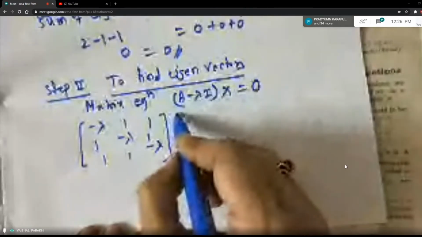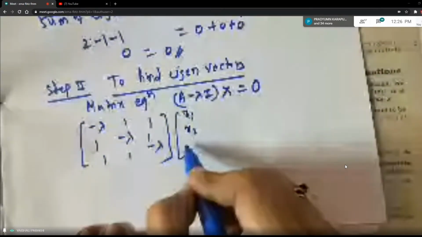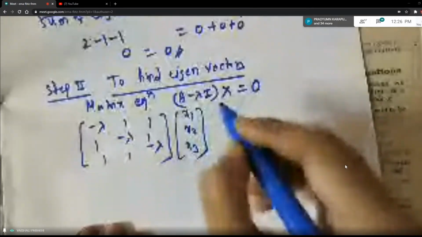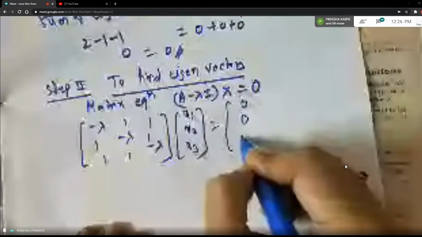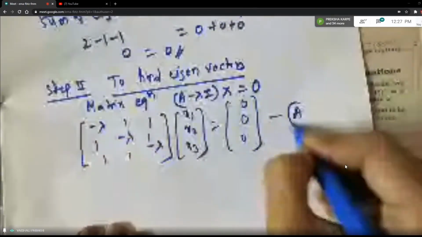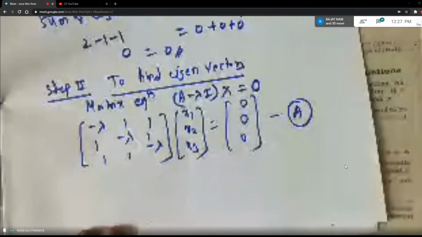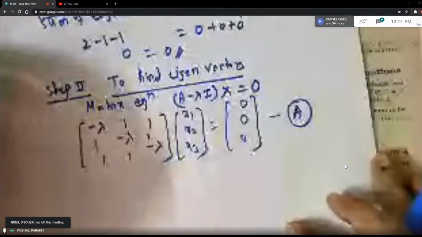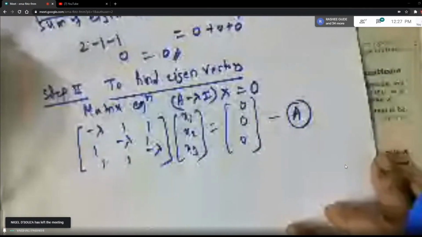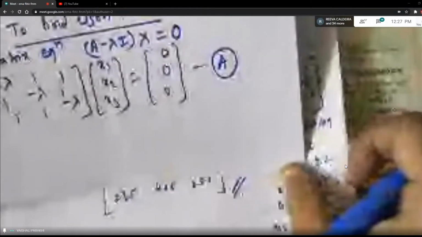Now this is x. X is x1, x2, x3 or x, y, z, anything you can take. And the right hand side is your null matrix. And this is your equation A, students. So while finding eigenvectors, your equation A is very important. In this equation itself, all your eigenvalues will go one by one. Okay. Any doubt till this step, students? If no, then I'll proceed with the next step. I'll take another page for this.